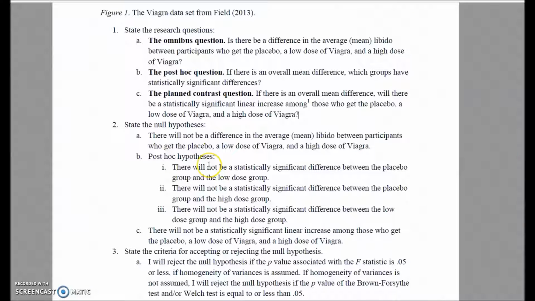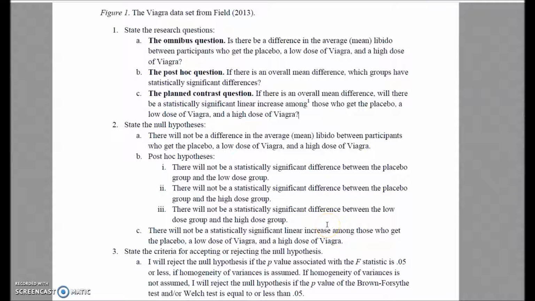And so the post hoc hypothesis, because we were talking about which groups are significant. This is the null hypothesis for that. It can have any one of these three, right? There is no statistically significant difference between placebo and low dose. So we are now saying mu1 equals mu2. Here we are saying mu1 equals mu3. Here we are saying mu2 equals mu3.